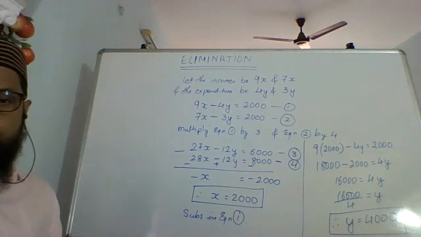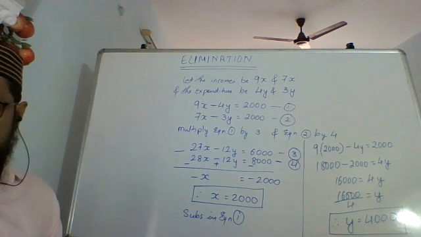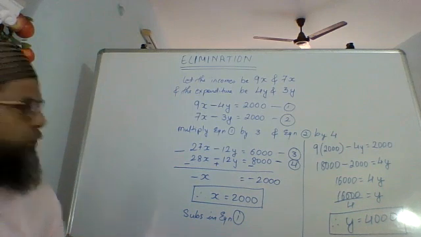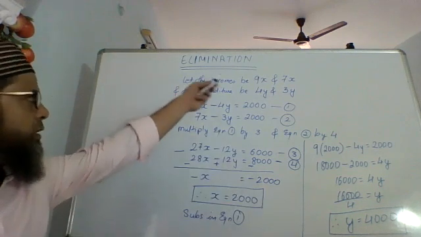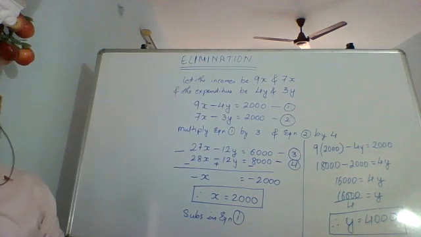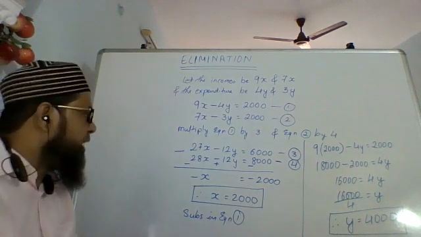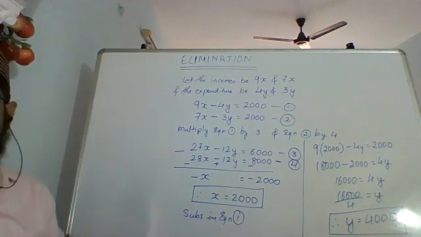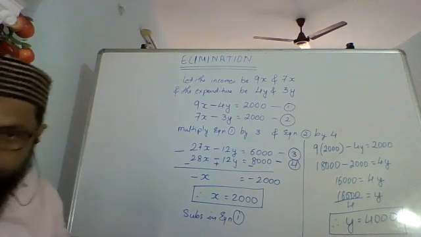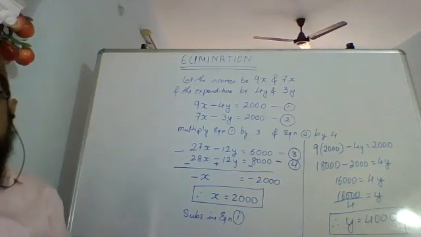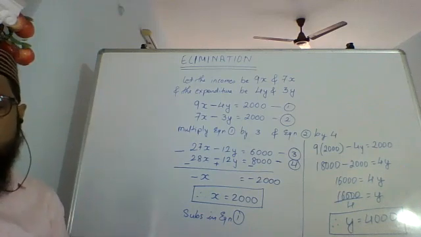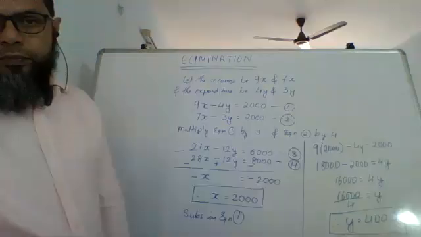Once you have done, let me know. Then we'll proceed further and look at a few more examples. Of course, after this you'll have to write the income. 9x is 9 into 2000, that is 18,000, and 7x is 7 into 2000, that is 14,000. That is, their incomes are 18,000 and 14,000 respectively.